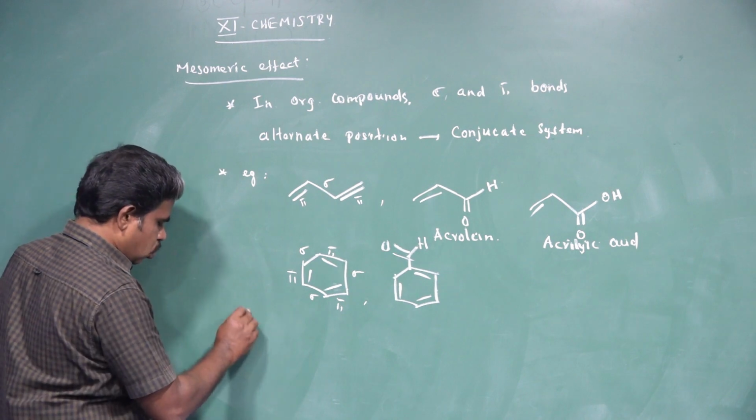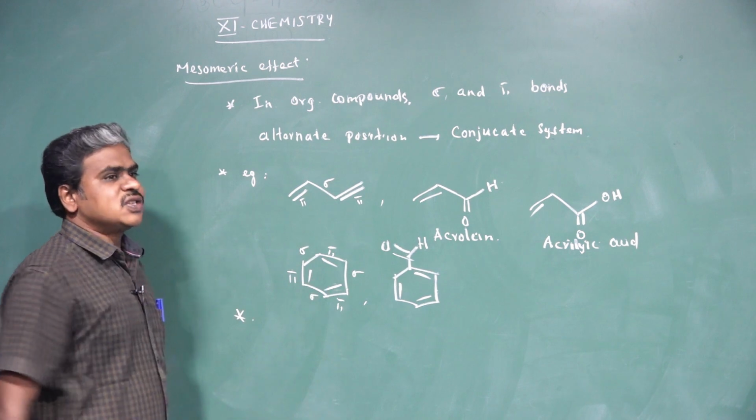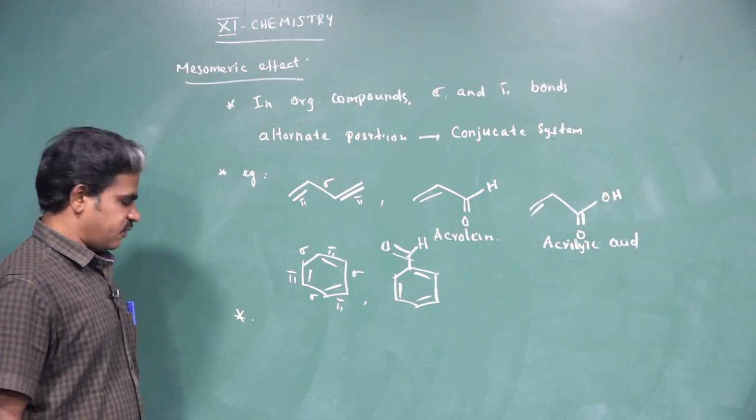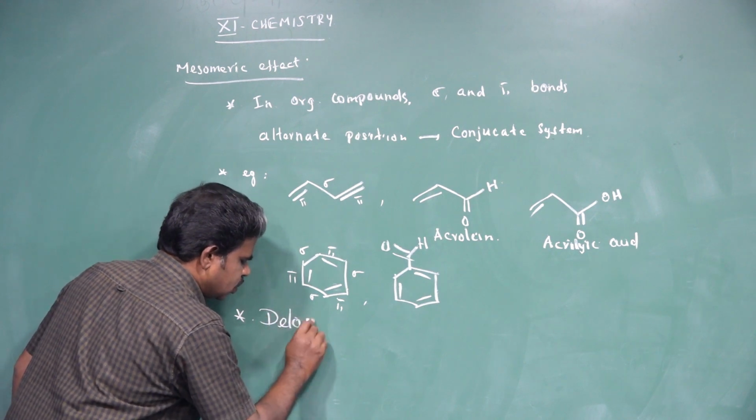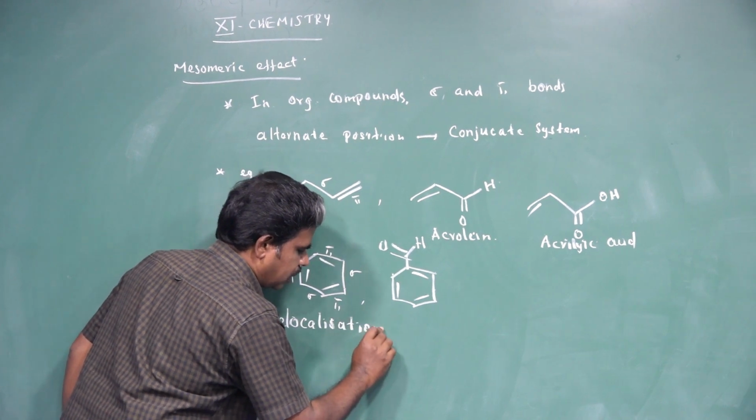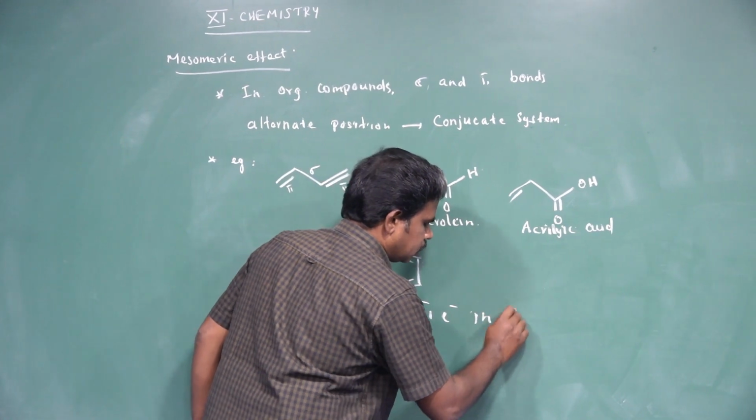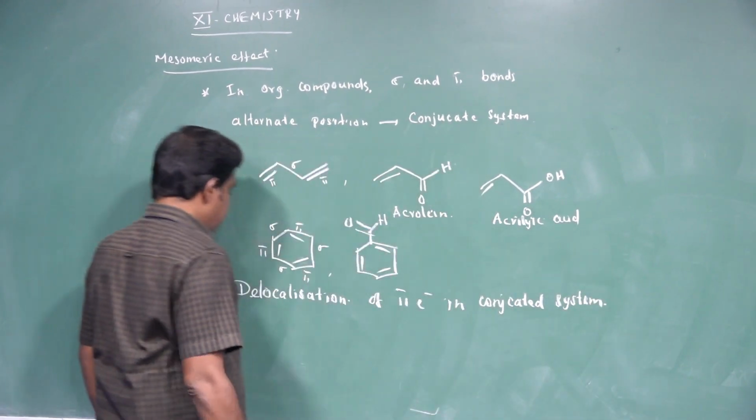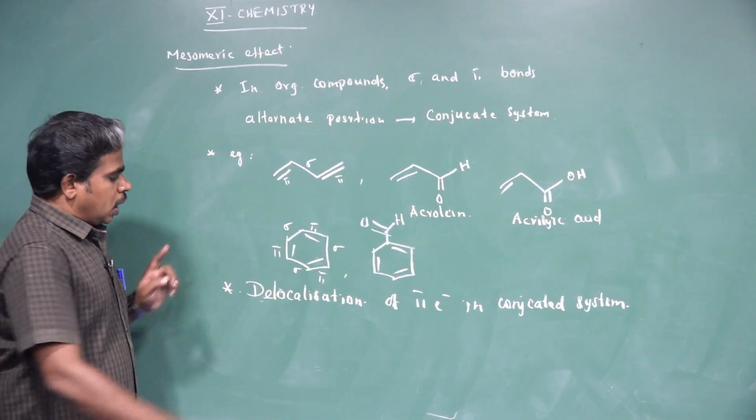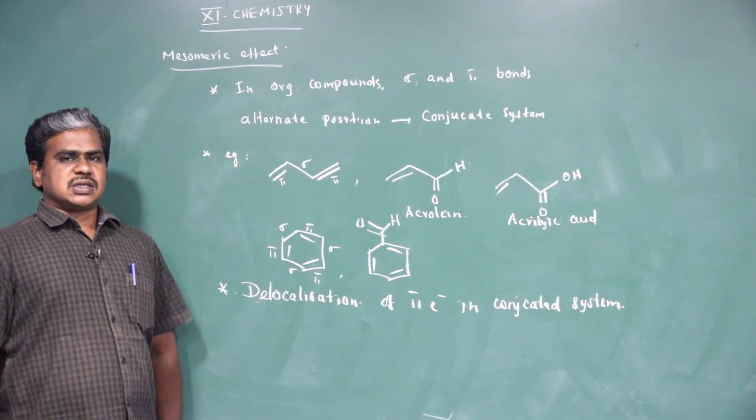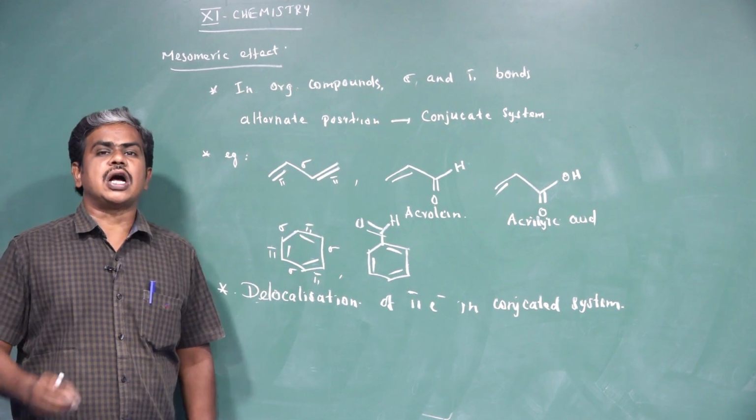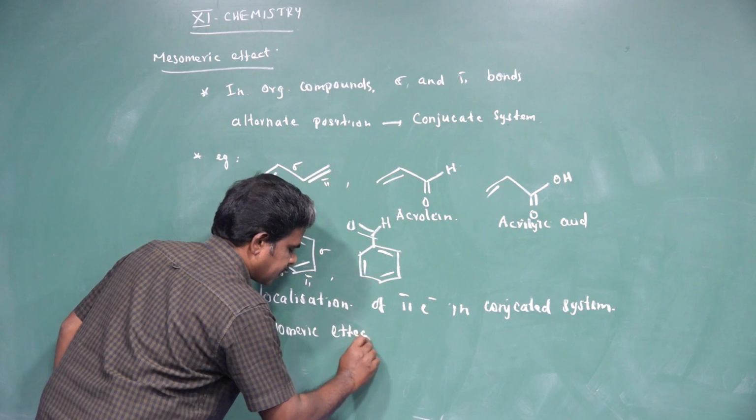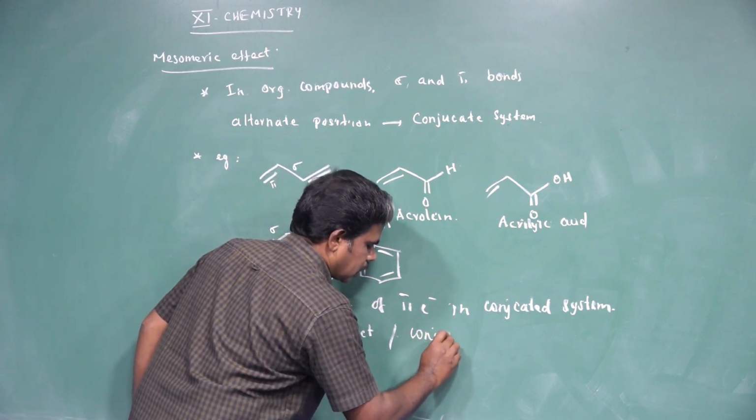Now we define the mesomeric effect. The delocalization of pi electrons in a conjugated system is called the mesomeric effect. So this is the definition: delocalization of pi electrons in a conjugated system is known as the mesomeric effect, or otherwise the conjugated effect.